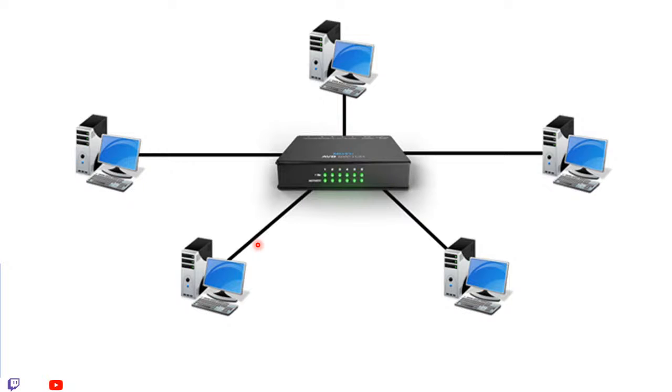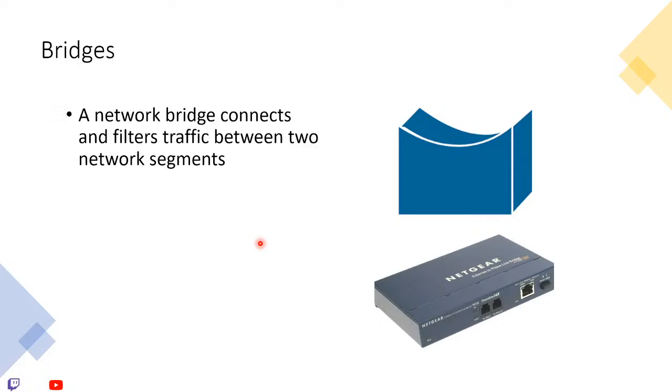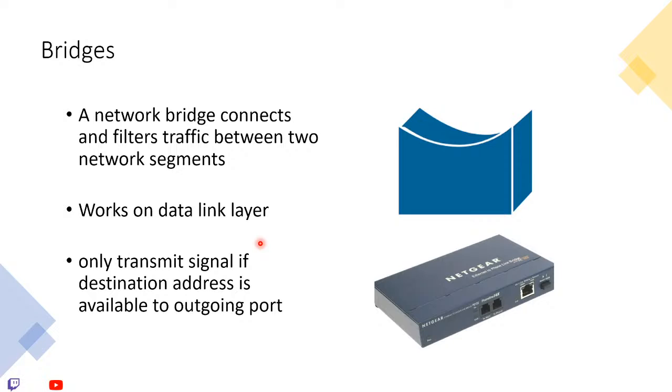So now talking about the bridge. A network bridge connects and filters traffic between two network segments. So this works on the data link layer and only transmits signals if the destination address is available to the outgoing port.